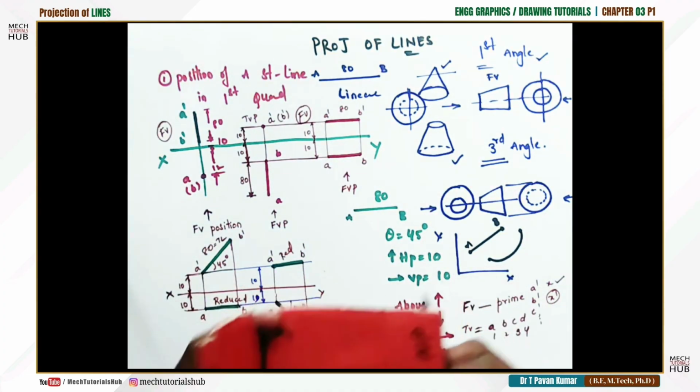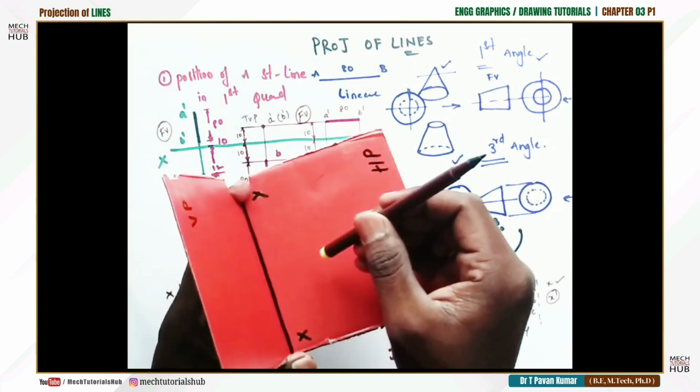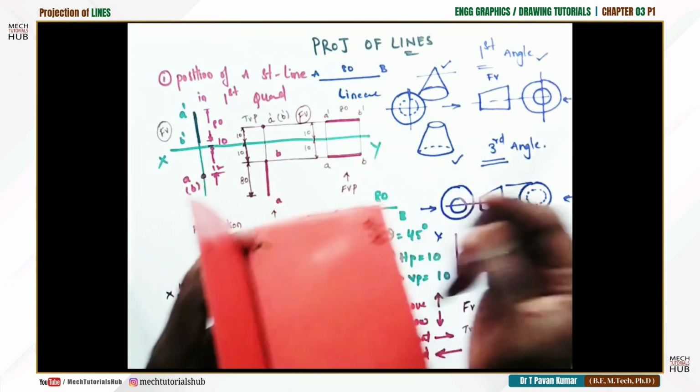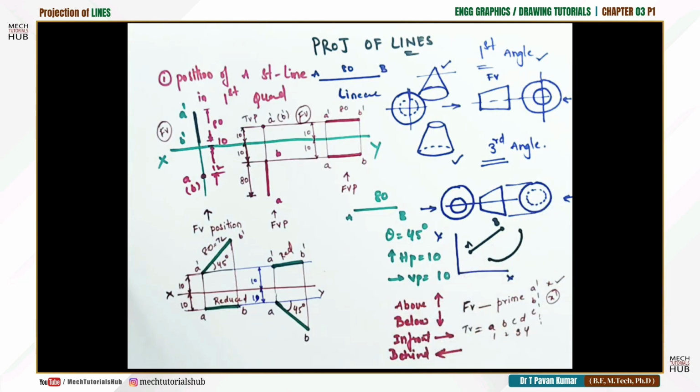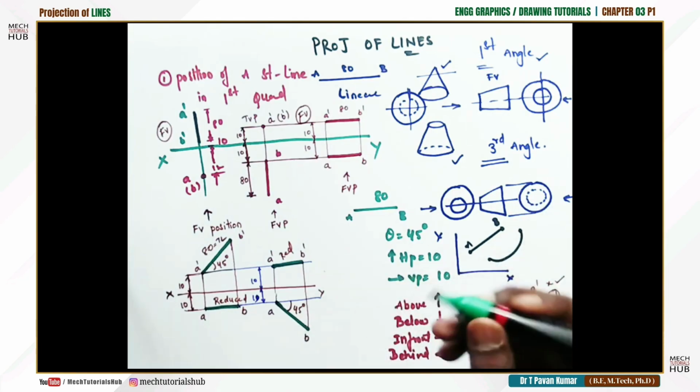Our next condition is a line inclined to both the planes. That I'll explain to you in a separate video lecture to make you understand better. This is about projection of lines.